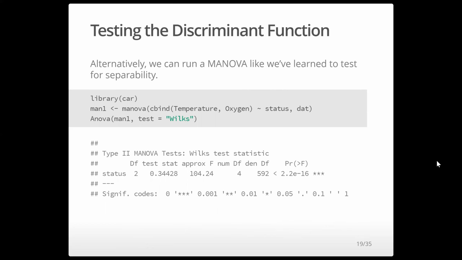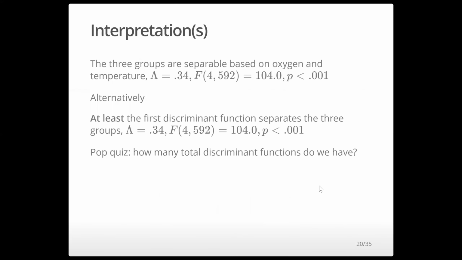Alternatively, we can just run a MANOVA like we've learned, and this is essentially testing the separability. So I'm just going to do a MANOVA with temperature and oxygen on status and get my result here. This would indicate that the data is separable. We can report this as the three groups being separable based on oxygen and temperature, for our statistical report. Or another way to frame it is that at least the first discriminant function separates the groups.